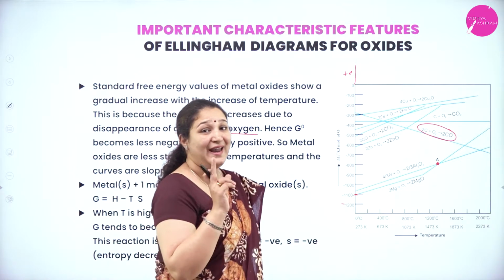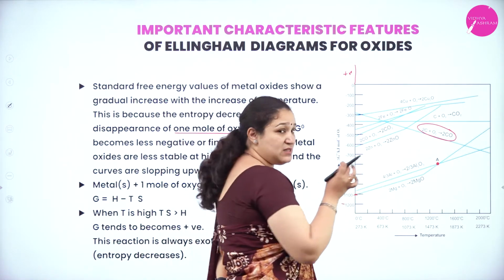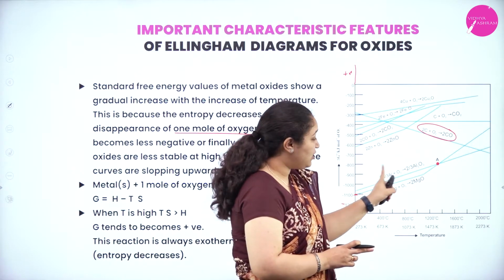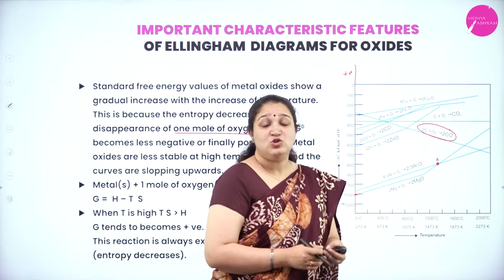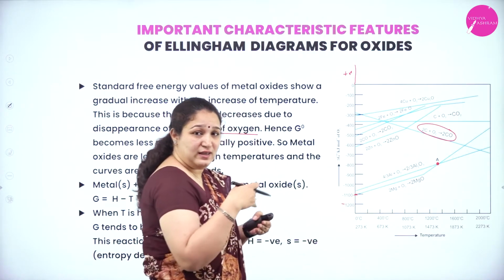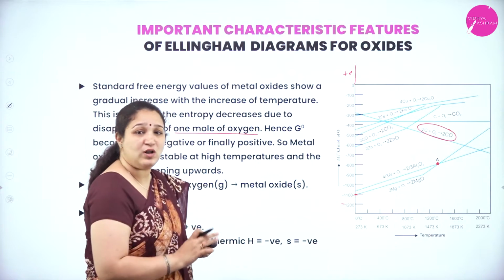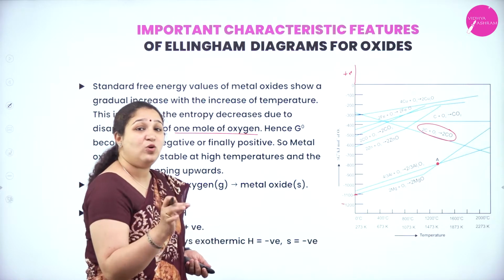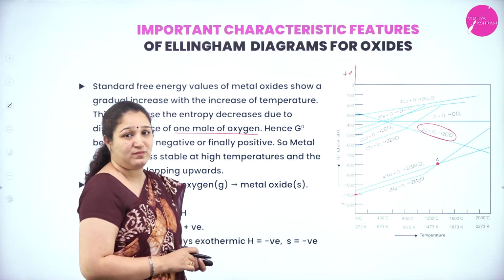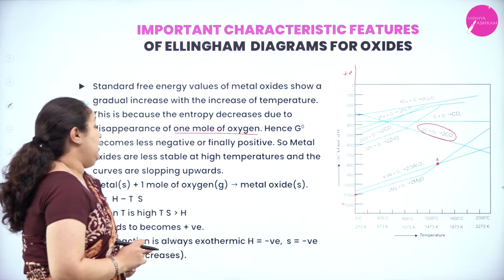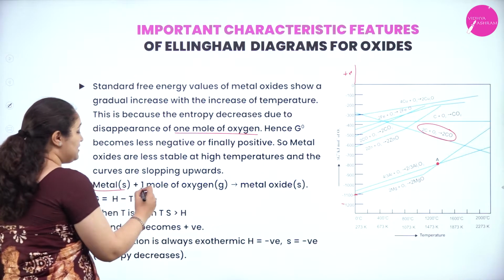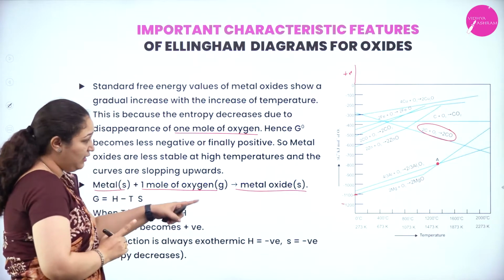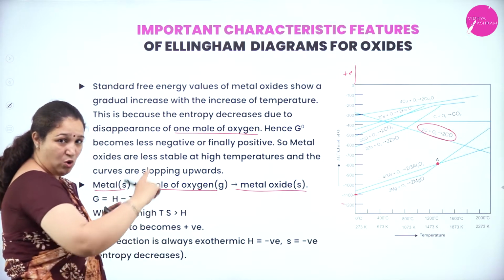If you look into the entropy, aluminium is a solid. Oxygen is a gas which reacts to form a solid. So you're converting a gas into a solid by formation of oxide. So what happens to entropy? Entropy is decreasing. Metal plus 1 mole of oxygen is forming metal oxide. This is the reaction which is there in all of the Ellingham diagrams, all the lines.